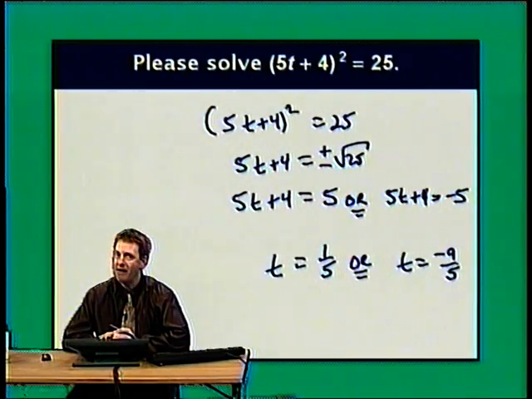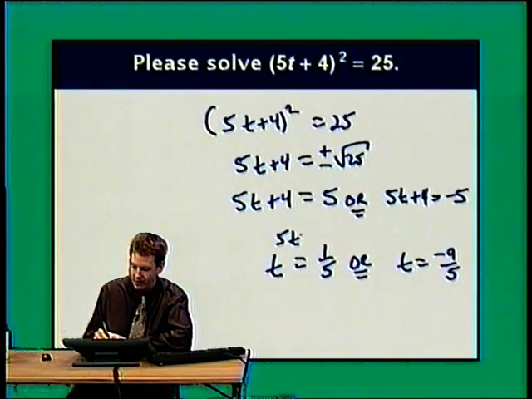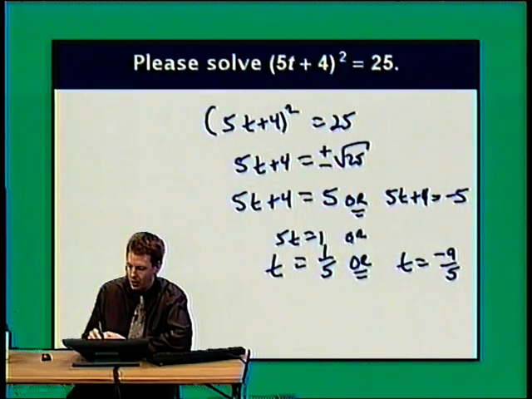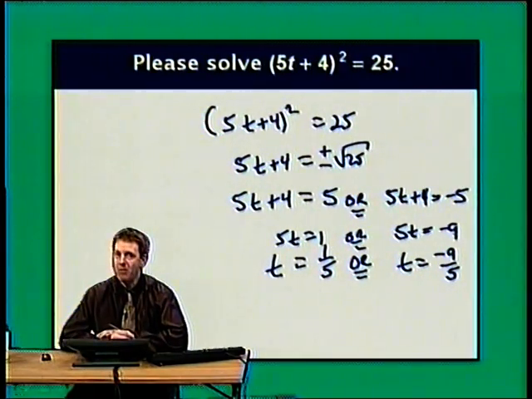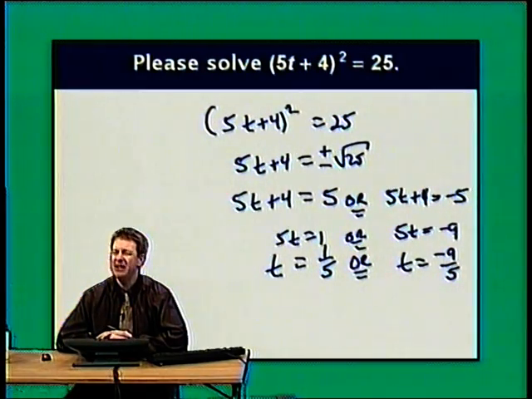Now, you might have more luck and more success if you do write the middle steps down. 5t equals 1 or 5t equals negative 9. And if you have more success writing down those middle steps, go ahead and do it. I'm just encouraging you to experiment and see if you can solve these linear equations in your head.